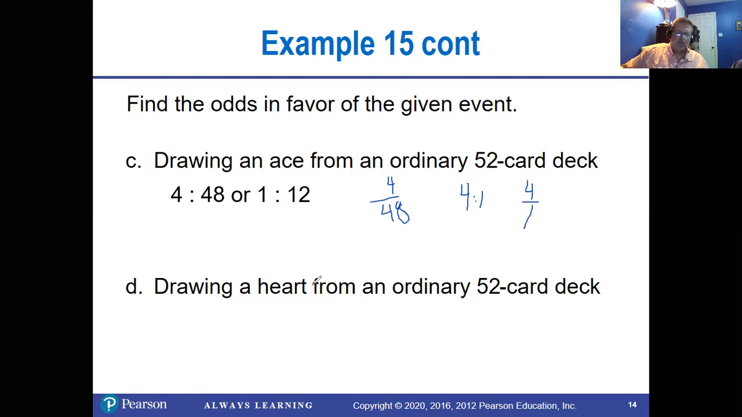Okay. Drawing a heart from an ordinary deck of cards. How many hearts are there? There are 13. Okay. 13 out of 39. Notice these two still add up to 52. And then 13 and 39 reduces to 1-to-3. Okay, so for every 1 heart I pick, I probably am going to pick 3 that are not hearts.